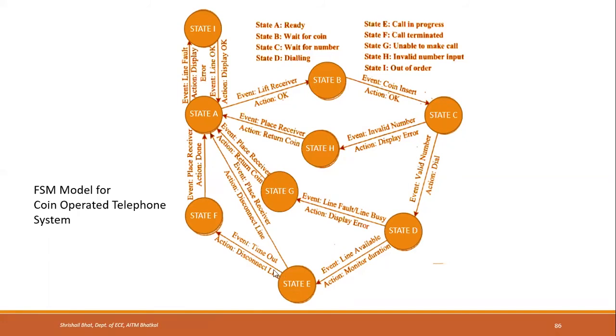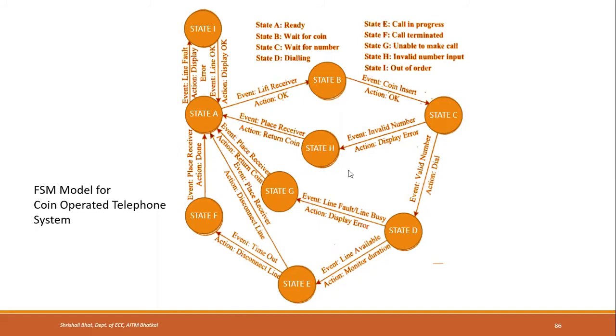But before timeout also, if you place the receiver, it will disconnect the line. That means whatever you had to speak, you have spoken, and after that you have placed the receiver, the call is getting disconnected. Again it will go back to the ready state. So the 1 rupee coin will not be returned in these two cases, when you have spoken or when the time is out. But in other cases, when the line is faulty or you have entered an invalid number, if you place the receiver back, the action has to be return coin. The coin will be returned. But in other cases, when you have spoken or utilized the facility, you will not get the coin back. Okay, so this is a simple FSM model.